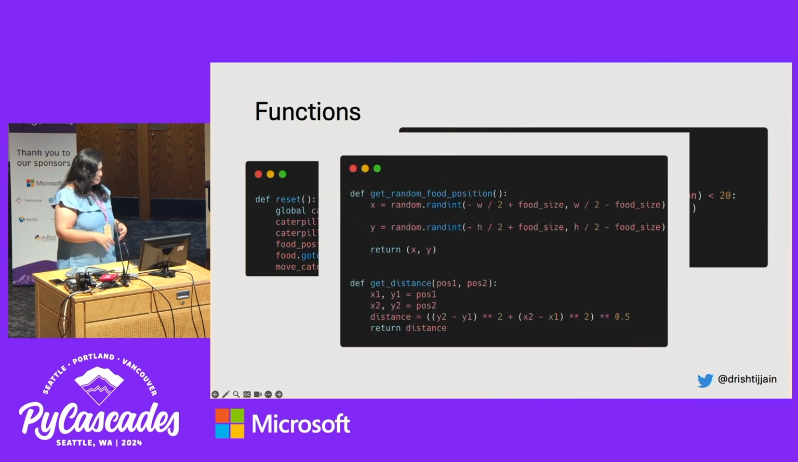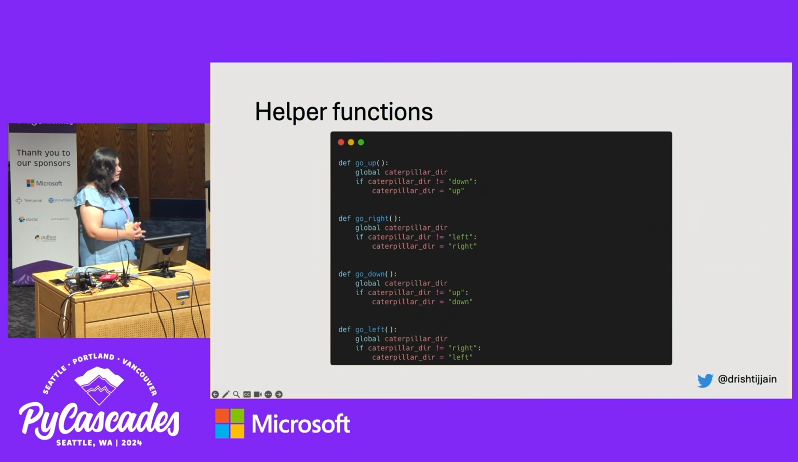The next one is my get random food position. That is again a random object, but in random as well, you want that food to be in your space of the 500 by 500 width and height that is set. And then you return the random position of the food. Get distance is similar to that. It is the square root of (y2 minus y1) squared plus (x2 minus x1) squared. So that is what I do in my get distance. And a few helper functions.